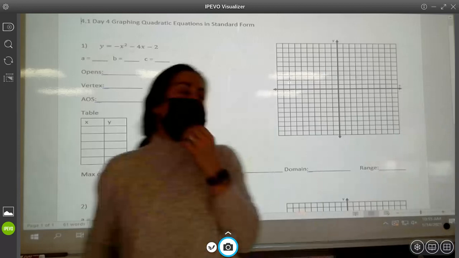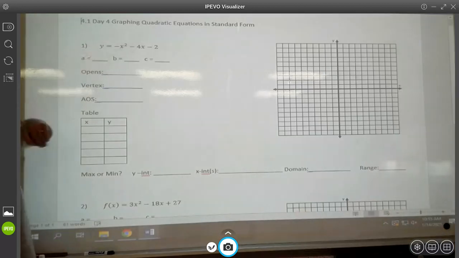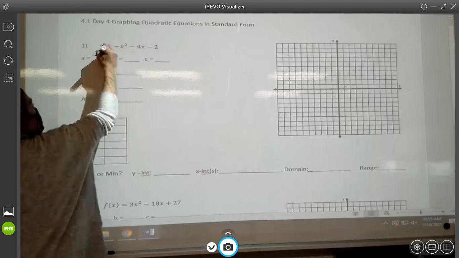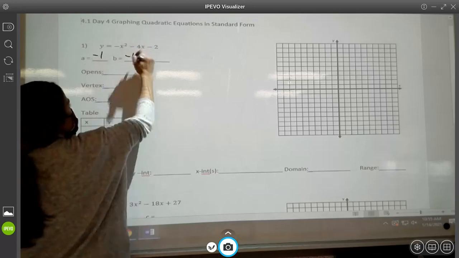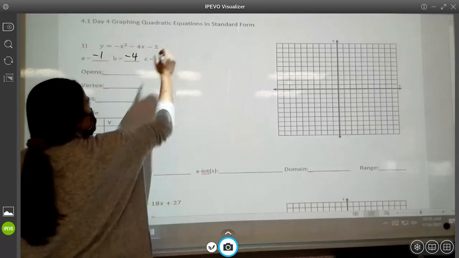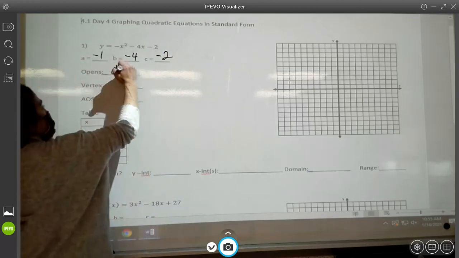All right, let's give it a try. So now we're going to graph this parabola. Y equals negative x squared minus 4x minus 2. So in this problem, A, the number in front of x squared, is negative 1. B, the number in front of x, is negative 4. And C, the number by itself, is negative 2. So this parabola is going to open down because A is negative.